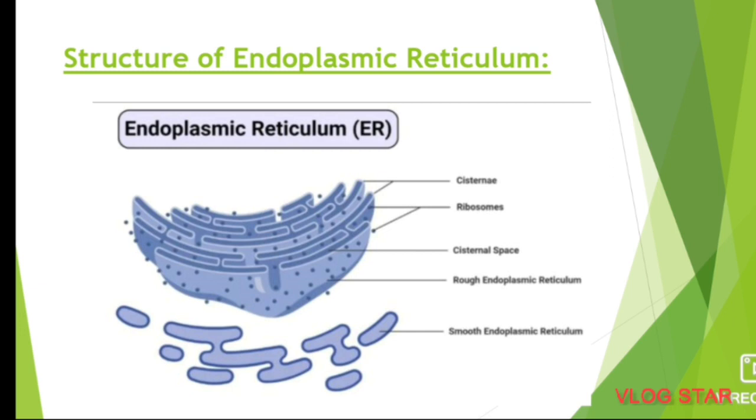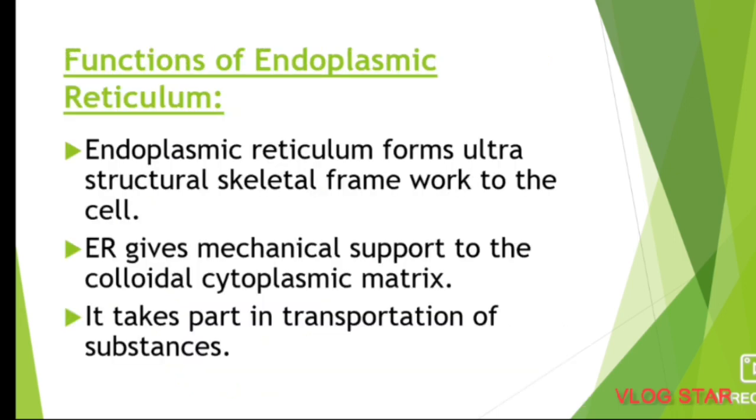Next, the rough endoplasmic reticulum. Rough endoplasmic reticulum has ribosomes present on its surface, and it is mainly present near the nucleus. It consists of cisternae, and they are formed by the nuclear membrane. In rough endoplasmic reticulum the ribosomes are present on the surface, whereas in smooth endoplasmic reticulum ribosomes are absent. That's why it is known as smooth endoplasmic reticulum.